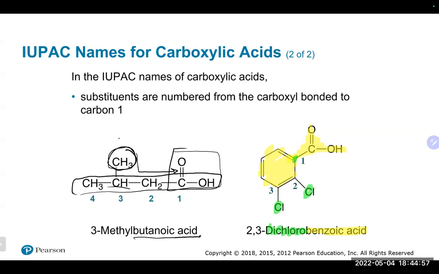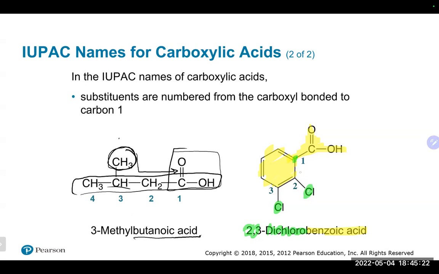Then for our groups, we would want to go clockwise, as it gives us the smaller numbers. If we went counterclockwise, we would end up with 5 and 6, which are much larger numbers. So we always want the smaller numbers. That is where the 2 and the 3 come from here. Any questions on that particular one?